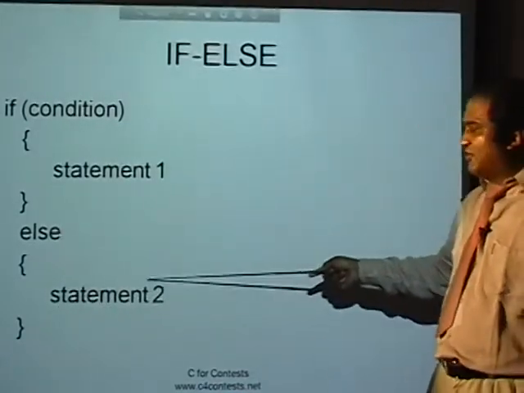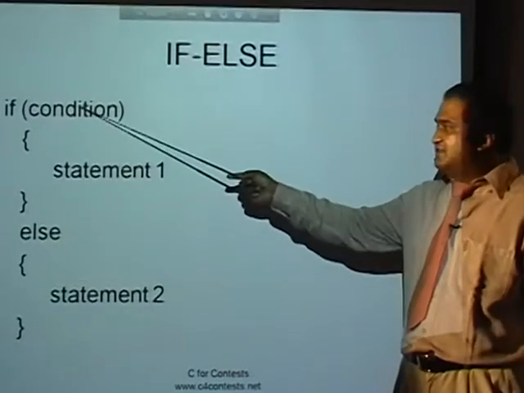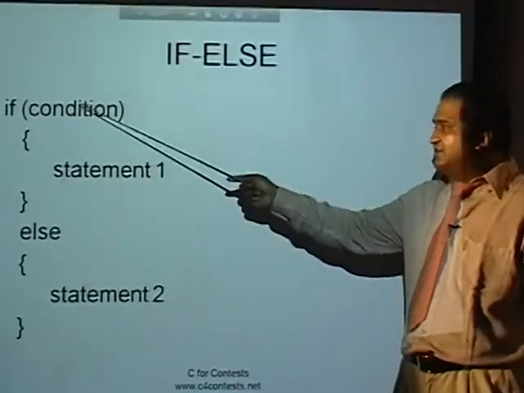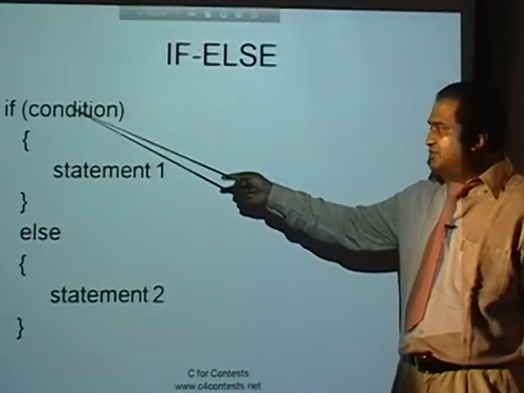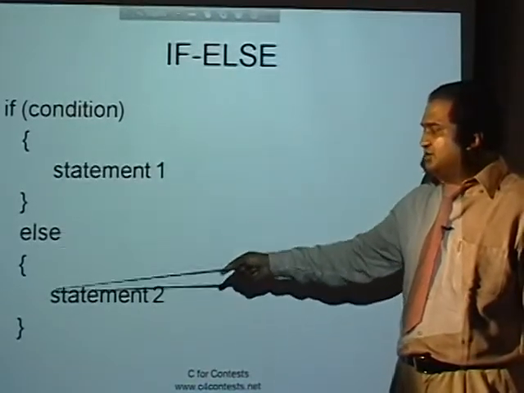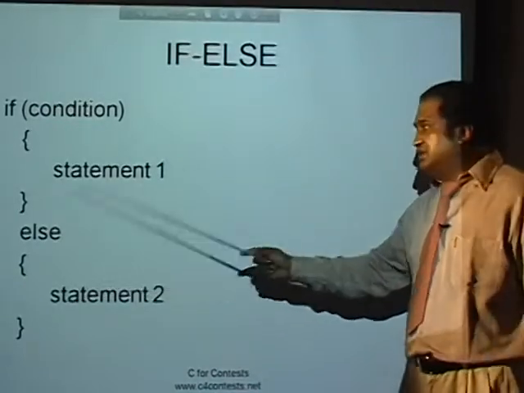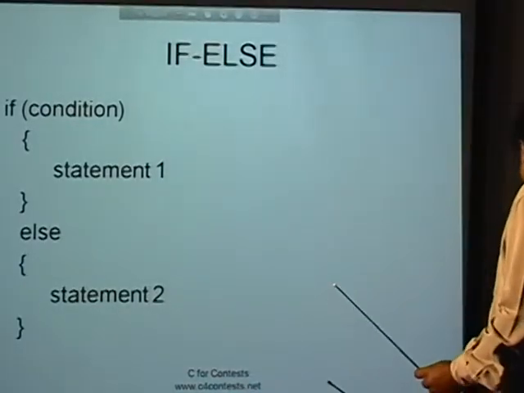What if it's false, what to print? That means if this is false, then you print this one. If this is true, then you print the first block. So if true, print this one. If not true, then you print this one. This is how an if-else works.